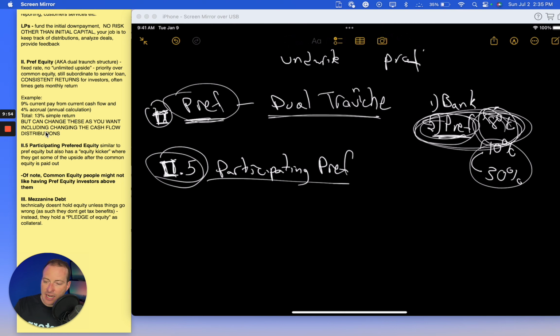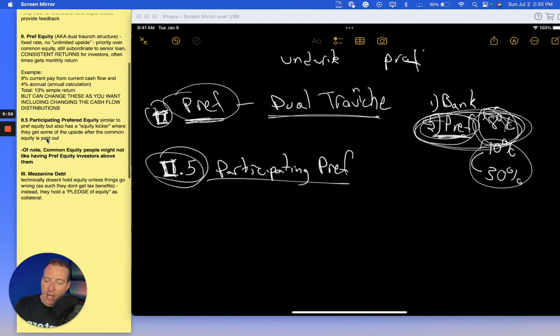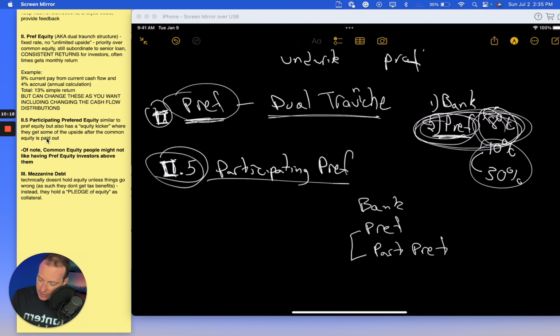Well, you can set up a structure, participating preferred equity, where they hit a certain equity kicker. So this makes the stack, the waterfall, even more complex, because in this case it goes bank, preferred equity, which they're together, participating pref. Those two are together, and then your common, which is subdivided into your LPs and your GPs.